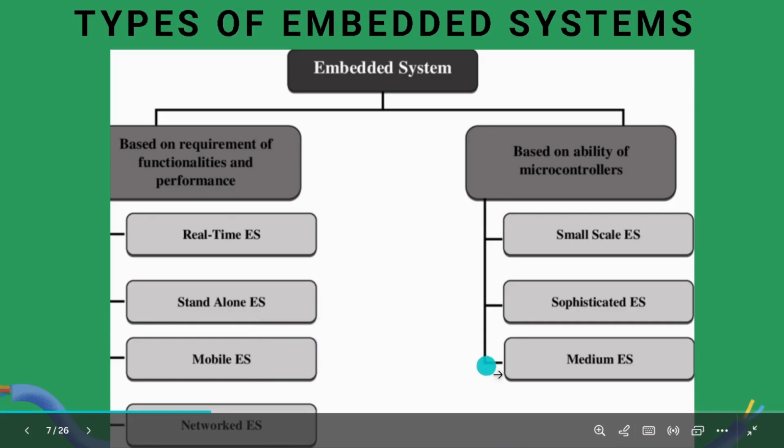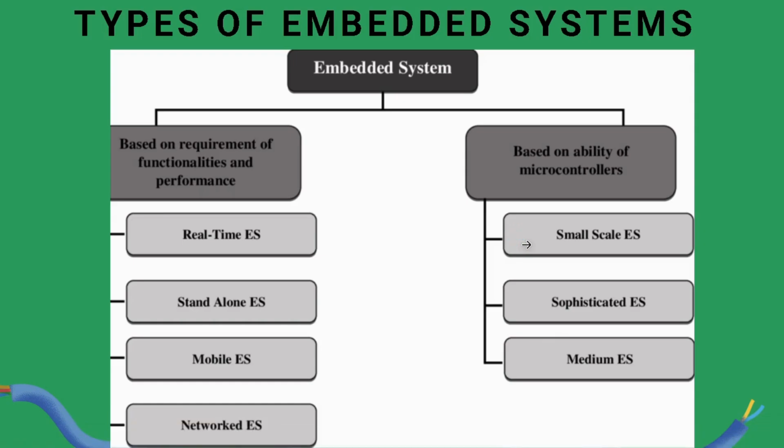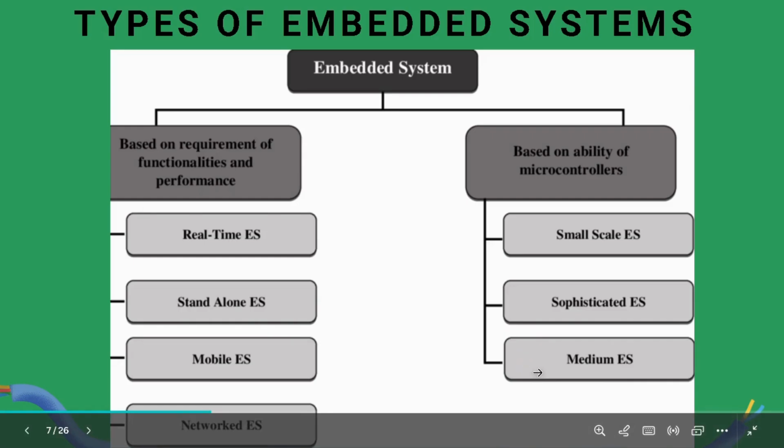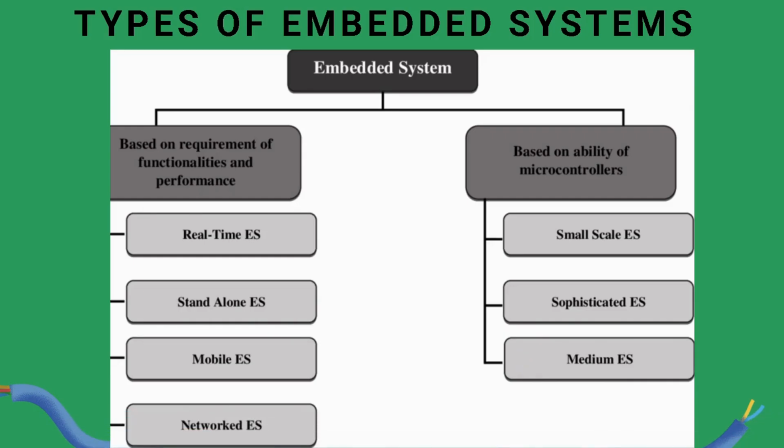And we have three subtypes under the second type. So the first one is small scale ES, which uses an 8-bit or a 16-bit microcontroller that is designed for very simple and day-to-day tasks. And next we have the sophisticated ES, which uses very powerful processors for complex functions along with OS support as well. And third one is the medium ES, which uses a 16-bit or a 32-bit microcontroller with moderate complexity.